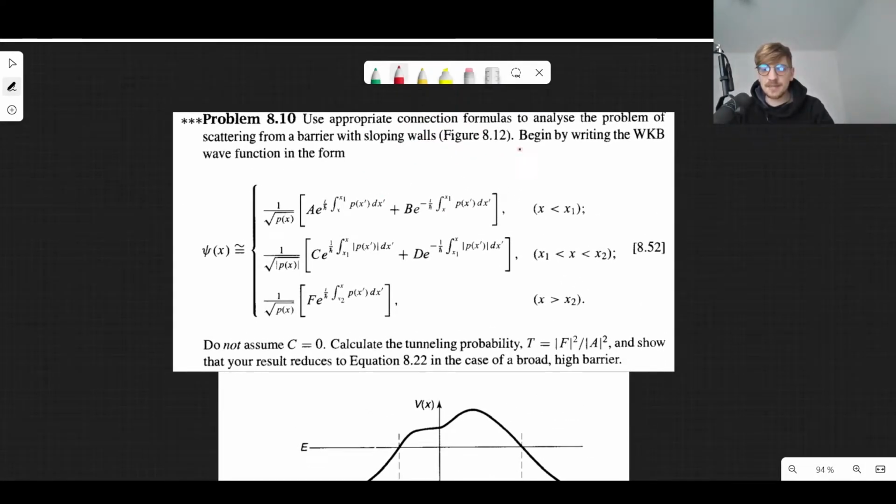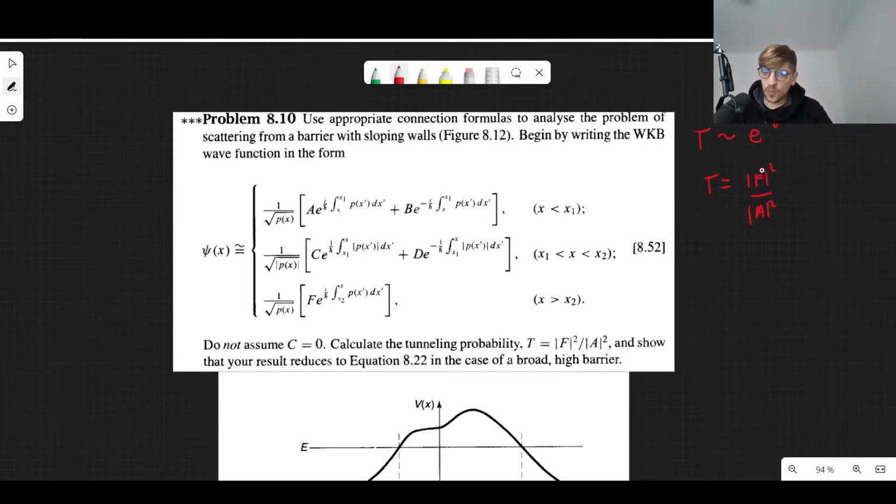Then they say, begin by writing the WKB wave function in this form. And well, we shouldn't assume that C is equal to 0. And we want to calculate the tunneling probability, right? So a few videos ago, going back to the case where we had just this regular square barrier, we found that the tunneling probability was approximately e to the minus 2 gamma, right? Because T is given by f squared divided by a squared.